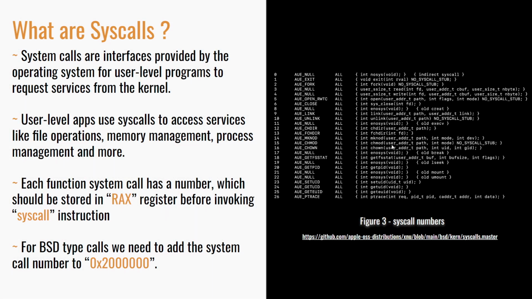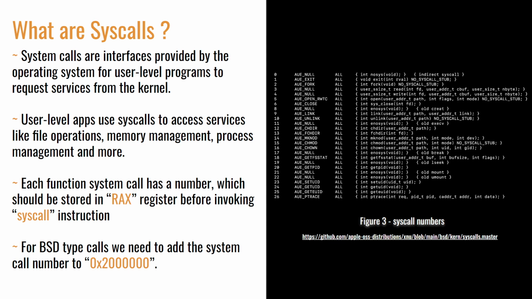Let's proceed to system calls, or syscalls for short. So what are syscalls? System calls are interfaces provided by the operating system for user-level programs to request services from the kernel. You could say it acts as a middleman between user-level programs and the kernel. Apps use syscalls to access services like file operations, memory and process management, and a lot more. Each system call has a number which should be stored in the RAX register before invoking the syscall instruction.